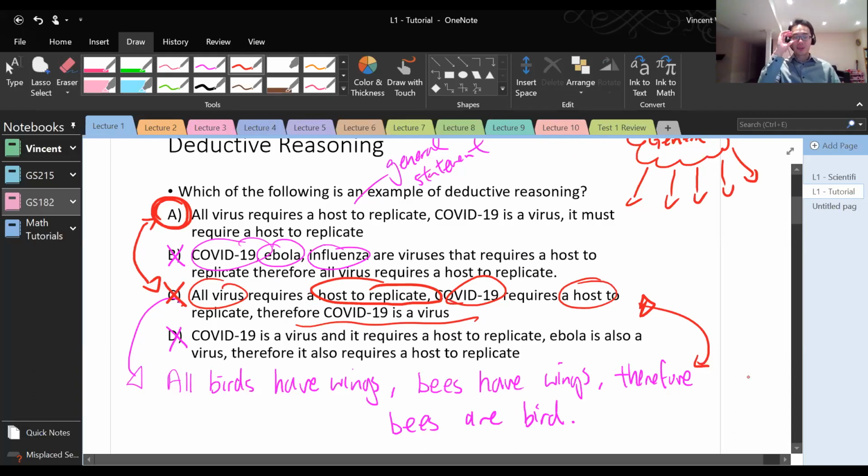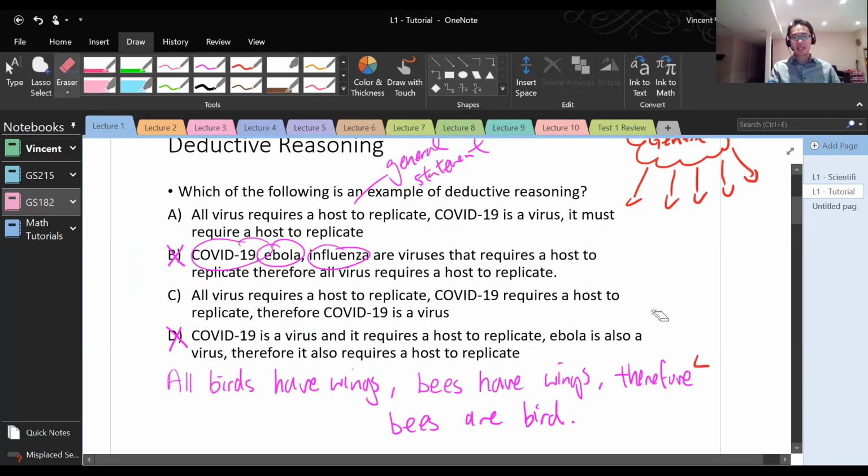Okay, I don't want people to be missing the point. I understand what you're saying. Both A and C are going from general to specific. However, what I'm saying is the logic in the third one is not correct.